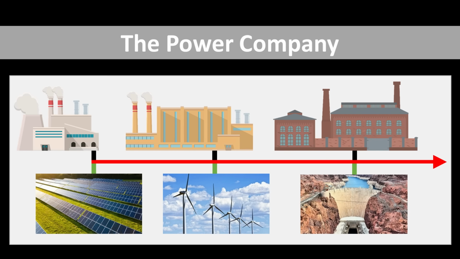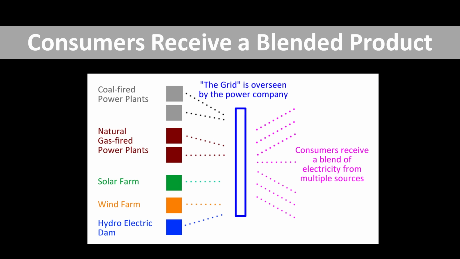The power company aggregates electricity from solar farms, wind farms, natural gas-based power plants, etc. And then they distribute it to customers via the grid. Each source has a carbon intensity, which again is the amount of carbon dioxide emitted into atmosphere for each unit of electricity that is produced. Customers receive a blend with a carbon intensity that is the average of the sources.